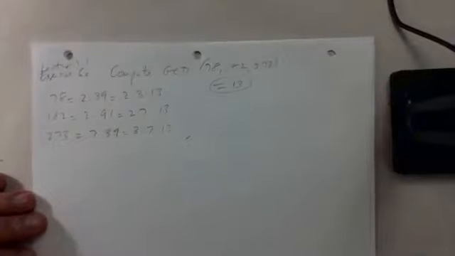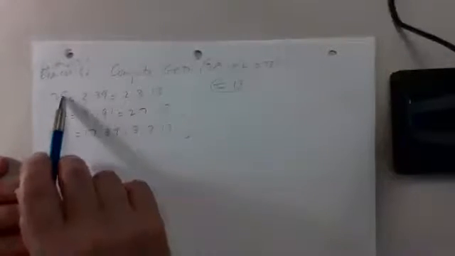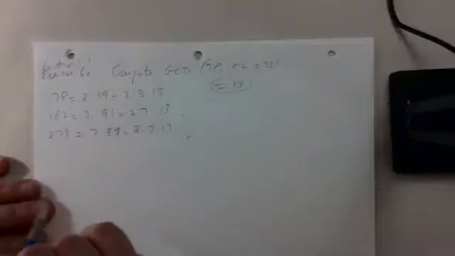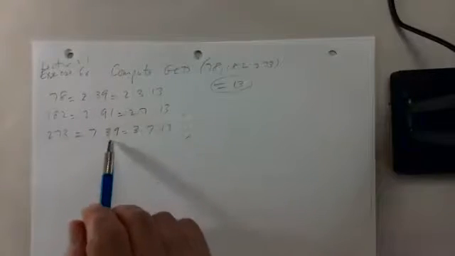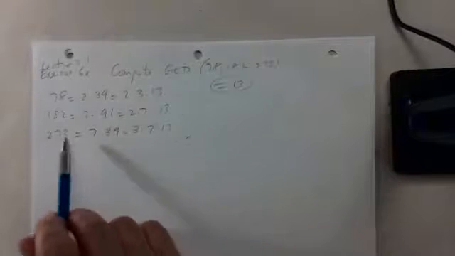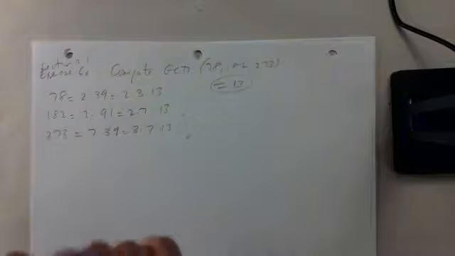Now, if you want to write it as a linear combination, there are different ways to do it. One way might be you say, okay, first I'll find the GCD of 78 and 182. I can do that using the Euclidean algorithm. And then I can take that GCD and find the greatest common divisor of that with 273. And if you actually write everything out, you will get a linear combination of these three numbers.